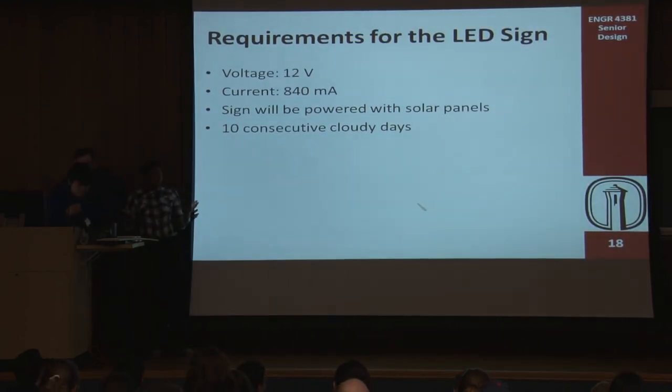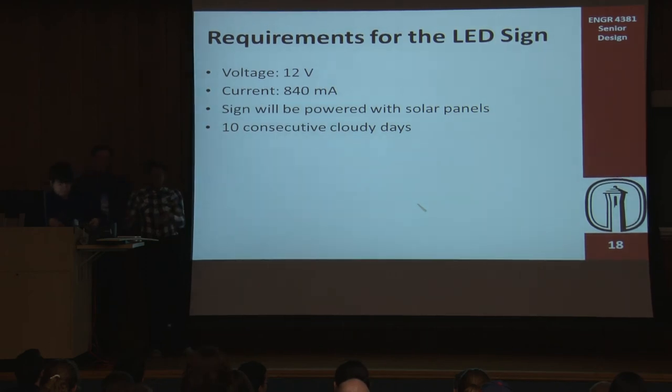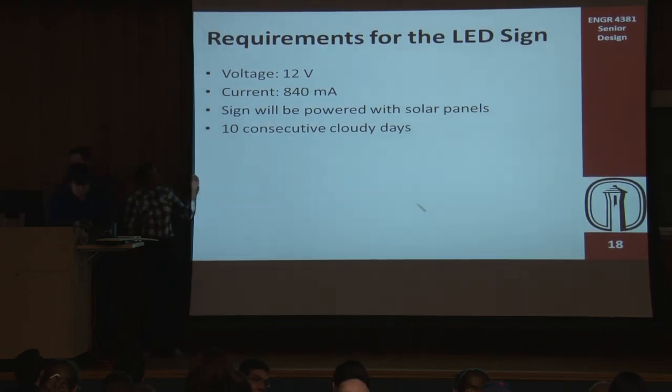So, to show that the sign is powered: the LEDs need an operational voltage of 12 volts. And the current, if you want all the LEDs to show 88 and 88, is going to be 840 milliamps. And we're planning on powering this thing with a rechargeable battery and powering that with solar panels.